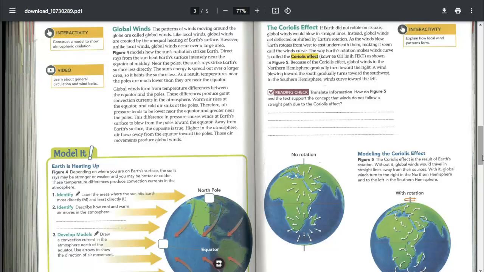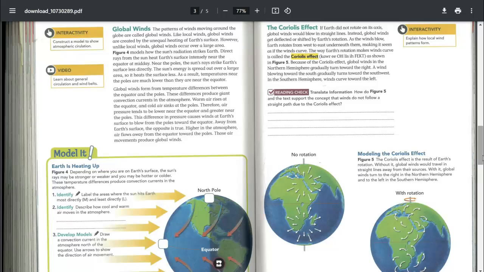Global winds form from temperature differences between the equator and the poles. These differences produce giant convection currents in the atmosphere. Warm air rises at the equator and cold air sinks at the poles. Therefore, air pressure tends to be lower near the equator and greater near the poles.